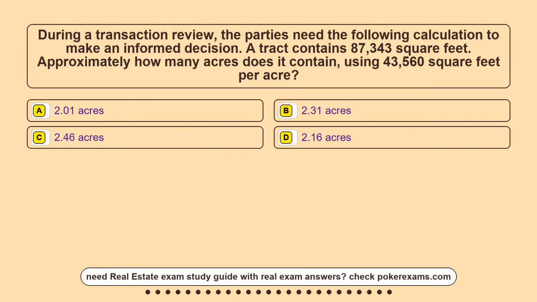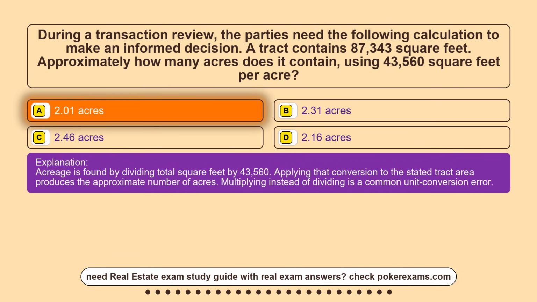Option A, 2.01 acres. Option B, 2.31 acres. Option C, 2.46 acres. Option D, 2.16 acres. The correct answer is option A, 2.01 acres. Acreage is found by dividing total square feet by 43,560. Applying that conversion to the stated tract area produces the approximate number of acres. Multiplying instead of dividing is a common unit conversion error.